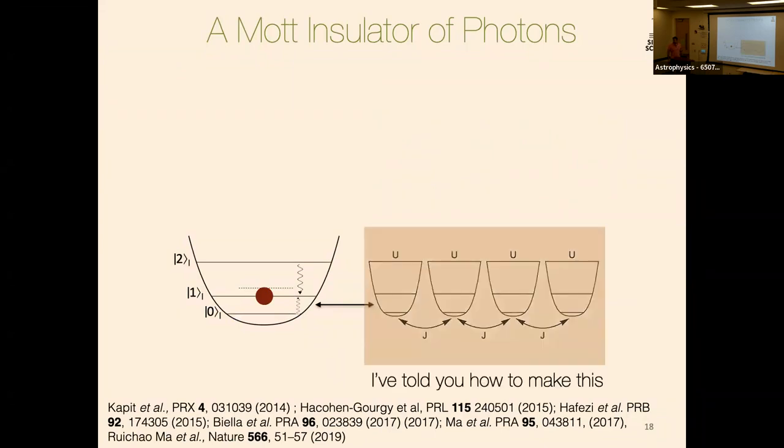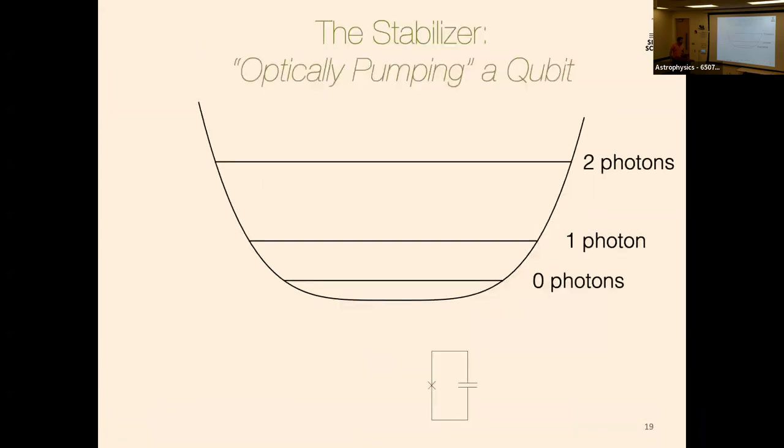Because as I said, we already know how to make this, right? How do we make that bad boy? What we wanted was an object that if it ever has zero photons, goes to one. So you might say shine a laser on it, right? That's resonant with the zero to one transition. But that's not going to work.